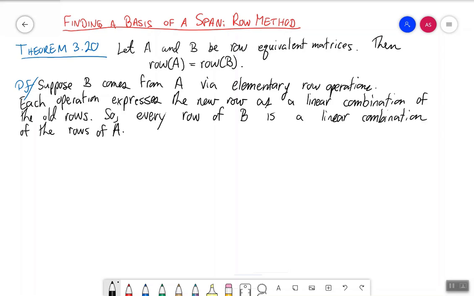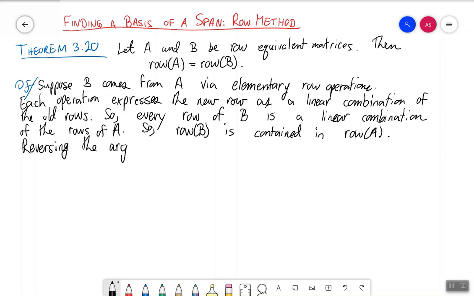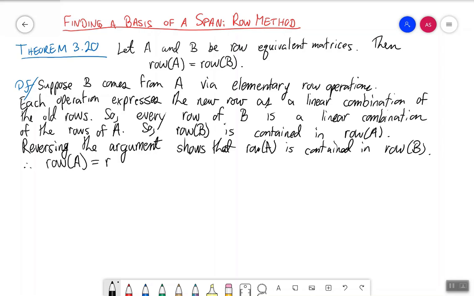In other words, the row space of B is contained in the row space of A. Reversing the argument shows that the row space of A is contained in the row space of B. But if the row space of B is contained in the row space of A, which itself is contained in the row space of B, that means that the row space of A must equal the row space of B. Therefore, the row space of A must equal the row space of B.